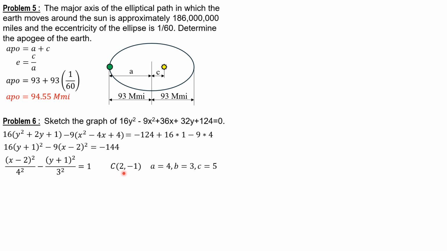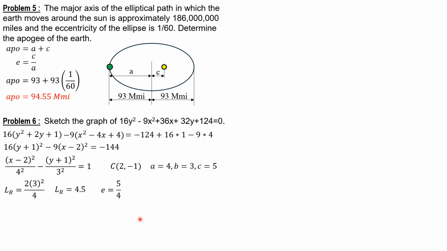So 2 minus the vertex first, V1, the left vertex, is 2 minus 4, so negative 2. Let's have the coordinate axis. Length of latus rectum, 2b squared over a, 2 times 3 squared over 4. So it is 18 over 4, or 9 over 2, or 4.5. So half of that is 2.25.